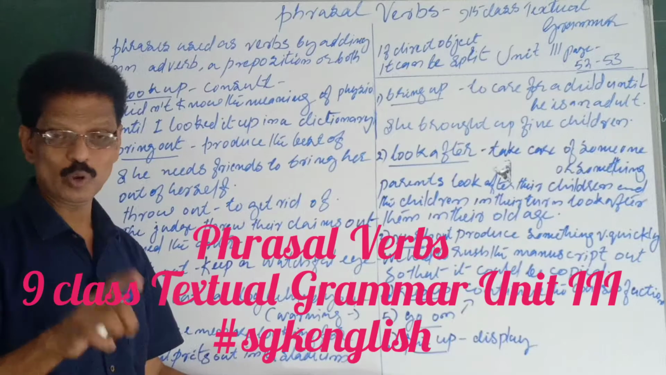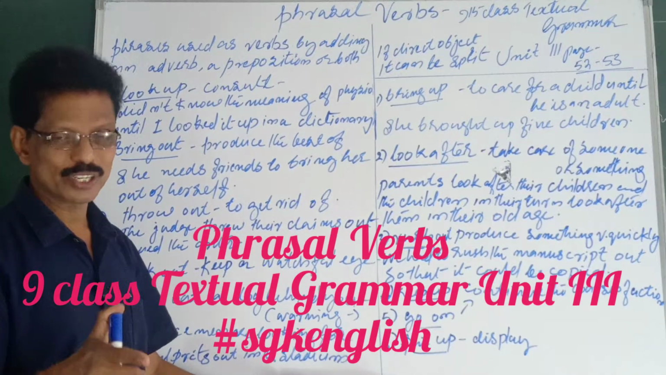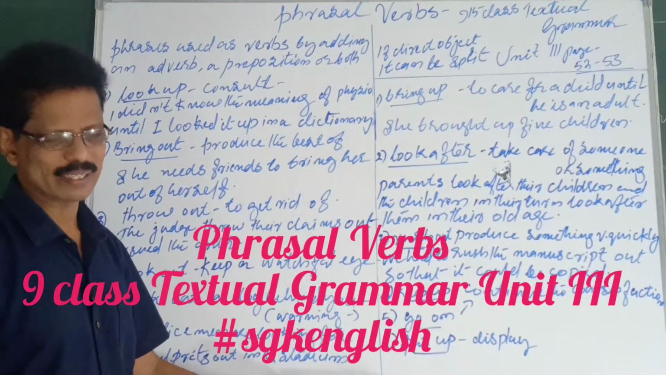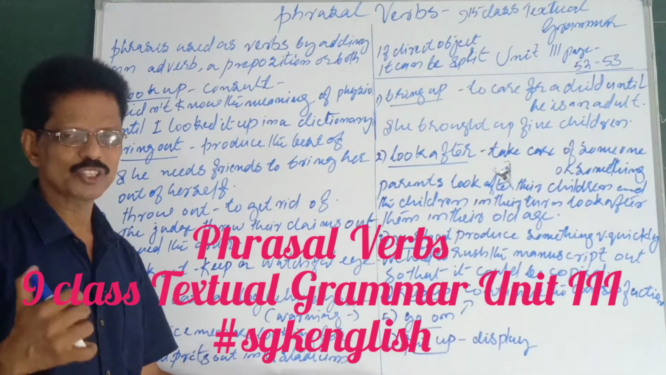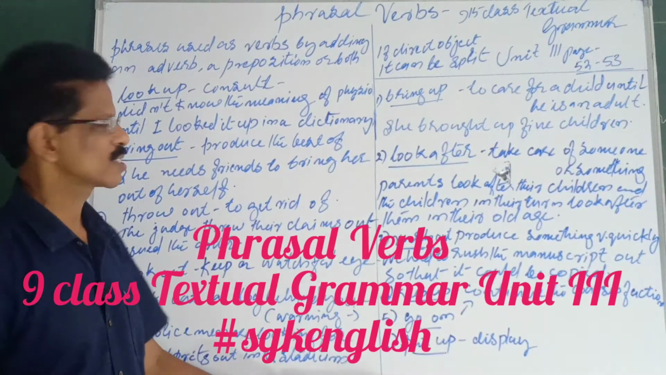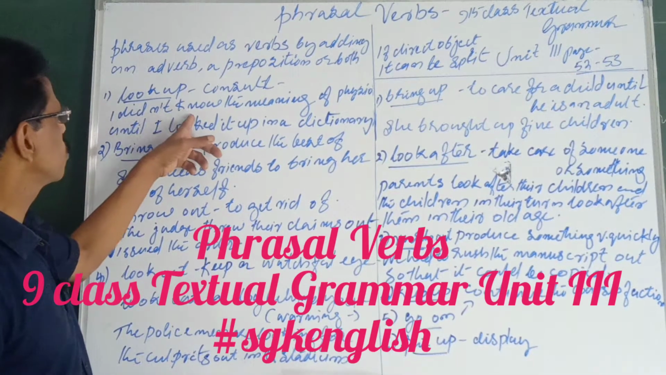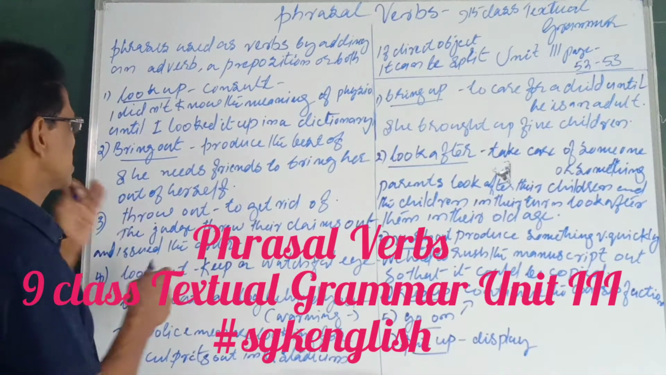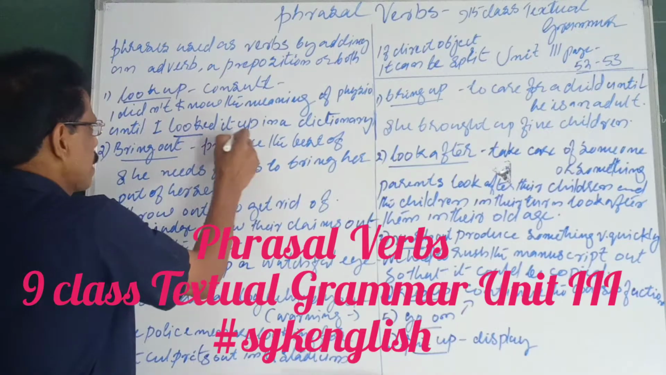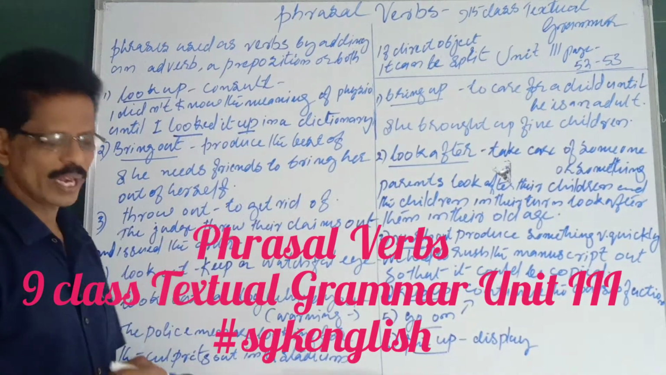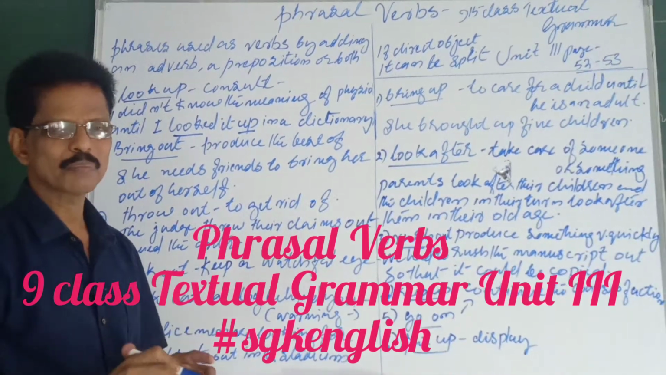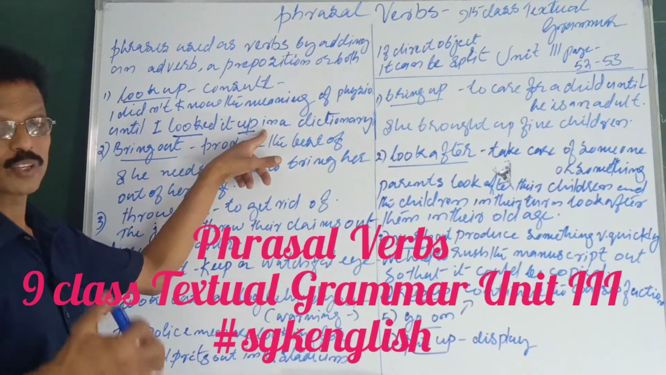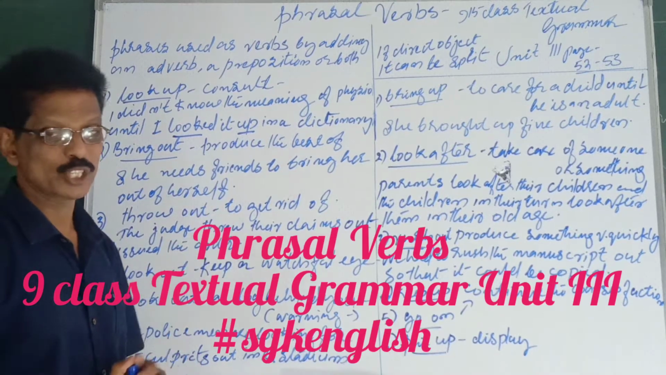You have to look up the dictionary for doubts, clarification regarding word meanings, spelling or pronunciation. Look up a dictionary, for example. I didn't know the meaning of physio until I looked it up. See, it can be split into different parts, given not together but separately. Looked it up. That is what you are asked in your textual grammar.